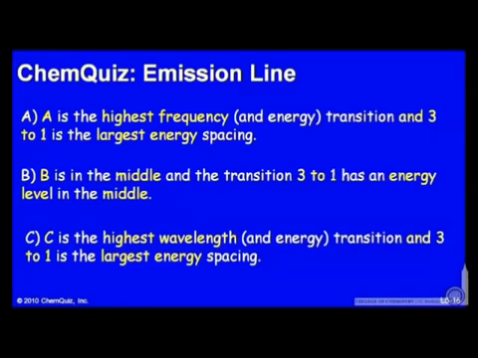Let's look at possible explanations for each answer. A is the highest frequency transition, so it also has the highest energy, and 3 to 1 is the largest energy spacing. Or B is in the middle, and transition 3 to 1 has an energy level in the middle, so there's a similarity between the energy level spacings and the spectrum itself. Or C is the highest wavelength, and therefore highest energy transition, and 3 to 1 is the largest energy spacing. Think about those three options and make a selection.